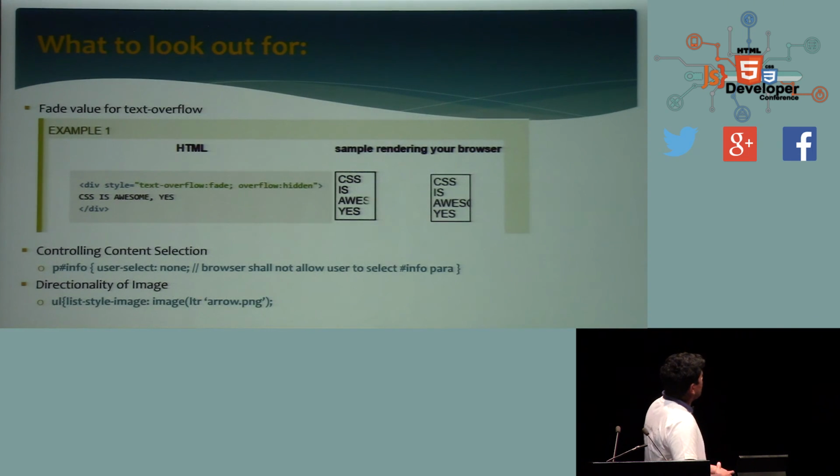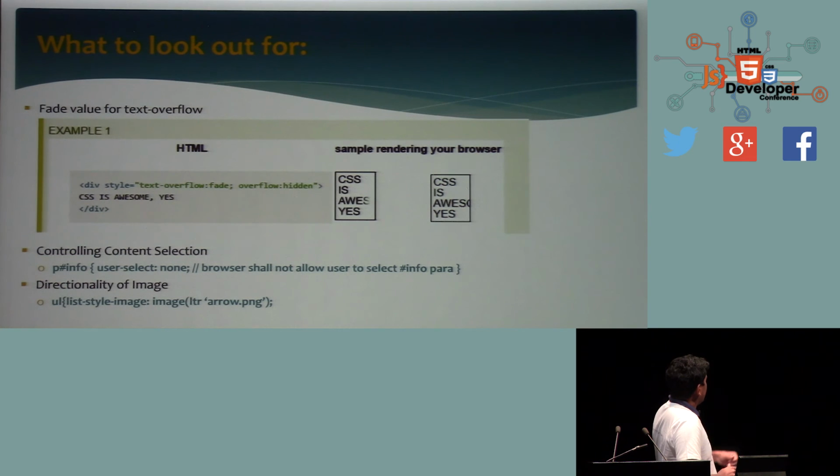All right. So next, what else to look for? I tried to present a few of the properties that are part of CSS level 4 that they are trying to introduce. So one is the fade property, where if you see the example, I brought it from W3C itself. Rather than the letters being cut off, you can have a fade effect that you can give for your overflow. Text overflow, and obviously you have to set the overflow to hidden.